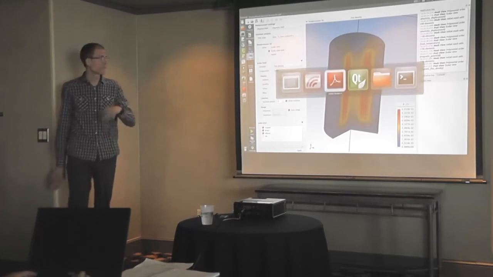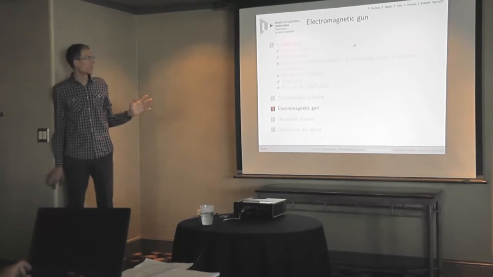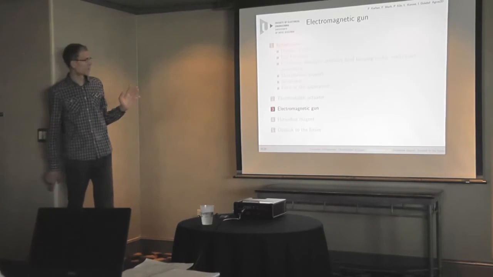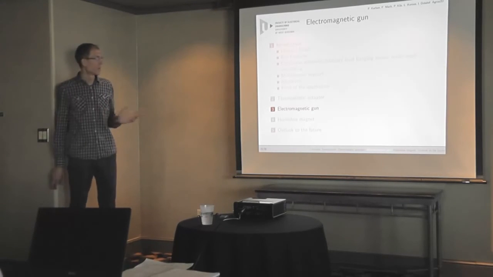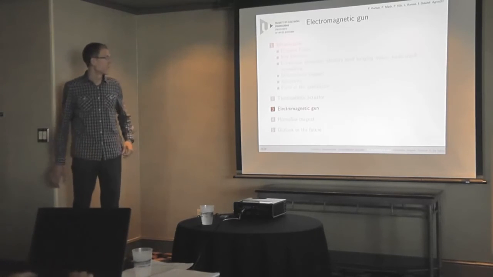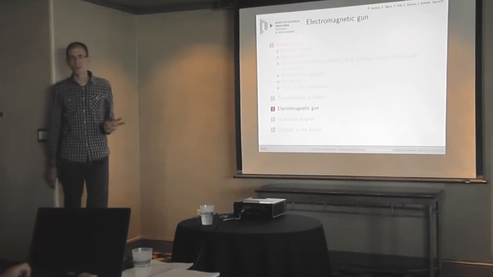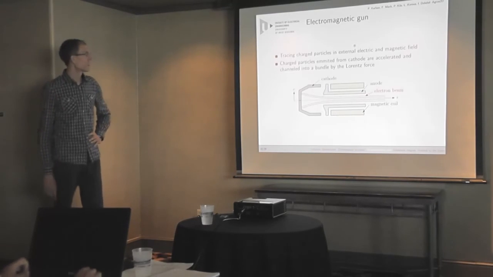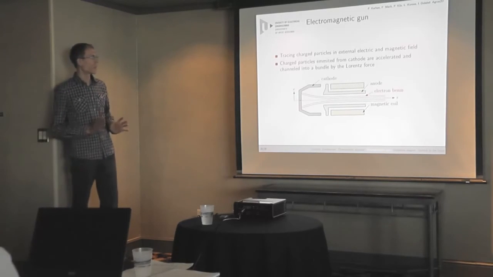Okay, so that's the first example. So just to conclude it, you saw that we used 3 fields and 2 couplings, transient analysis, and everything was done quite fast. Second example is electromagnetic gun. It also uses 2 fields, but now they are not coupled.